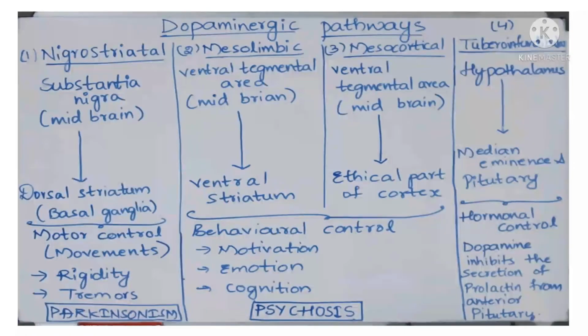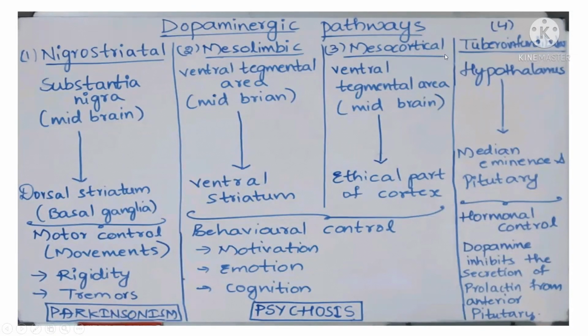It is nothing but movement. If there is any damage to this pathway, it results in rigidity, tremors, and also Parkinson's. Parkinson's disease is due to the decrease in dopamine levels. Next, the mesolimbic pathway. Here, the cell bodies of neurons start from the ventral tegmental area and they end with their axons in the ventral striatum.